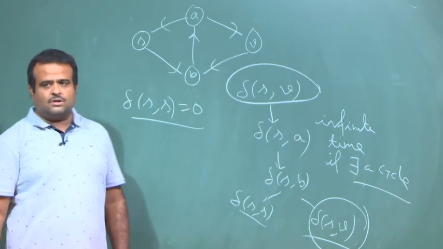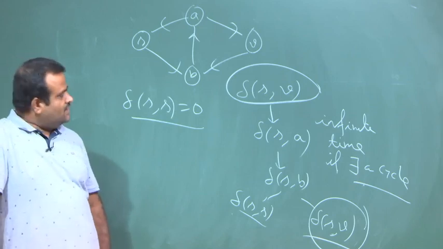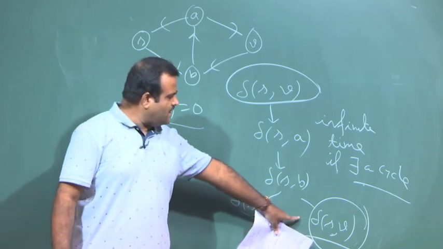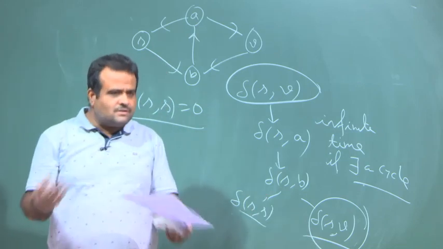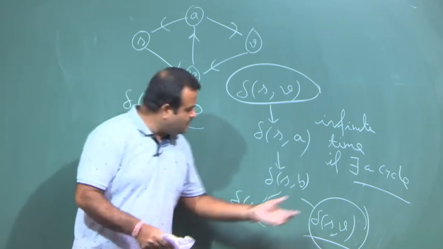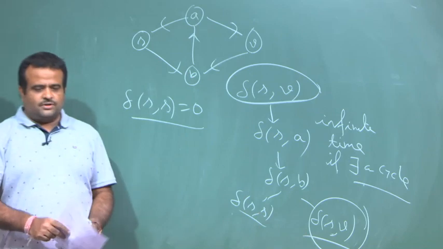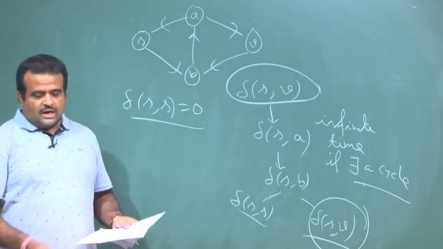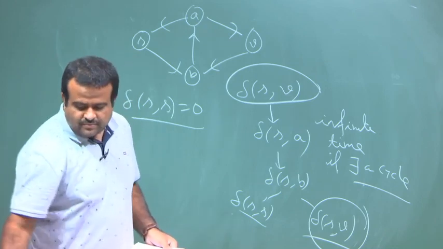So, this method will not work directly on a graph which has a cycle, because here we are stuck: how to get this value? We have not computed it yet. We will look at the table, but it is not yet computed, because we are computing it and then we get stuck in this way. So, that is the problem. So how to overcome this problem?